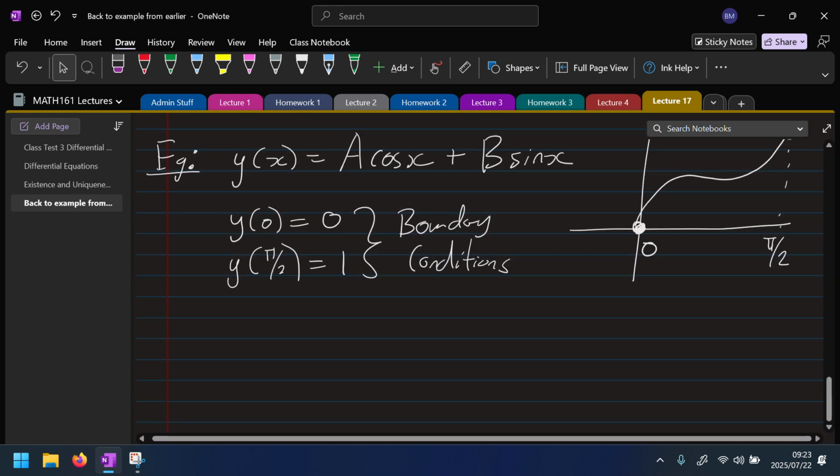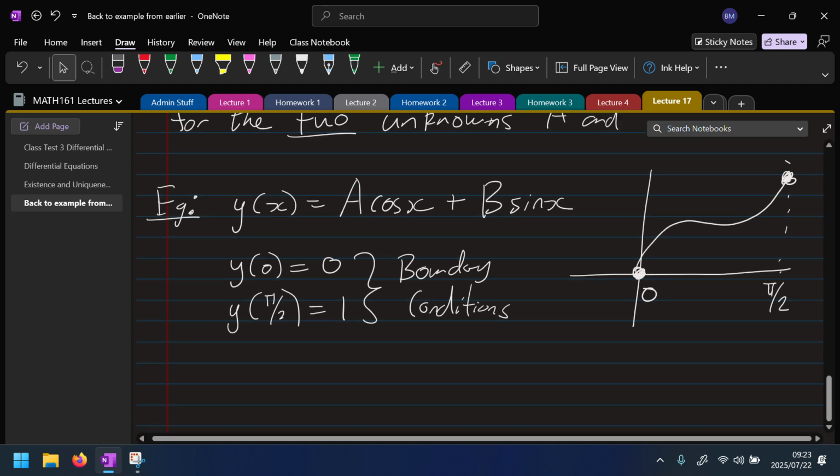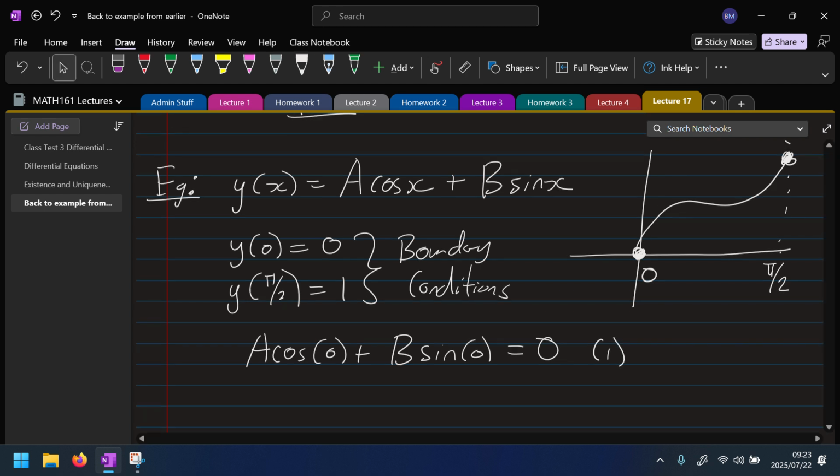Okay. And again, we've got 2 unknowns. So we set up a system of equations and we solve simultaneously. So for the first one, y of 0 is 0. So we're going to have a cos 0 plus b sine 0. This must be 0. Okay, that takes care of equation 1. So we can call this equation 1.